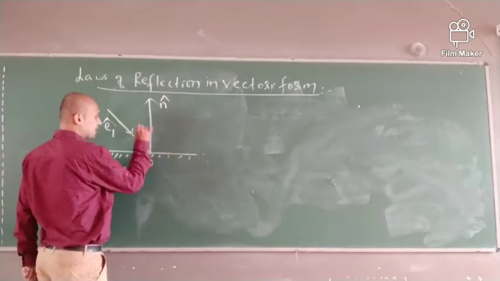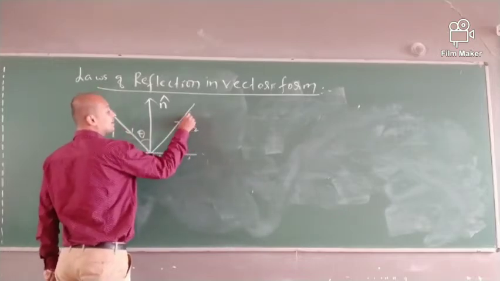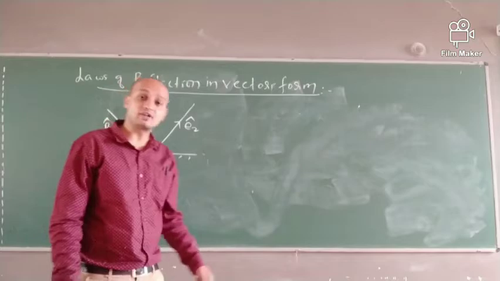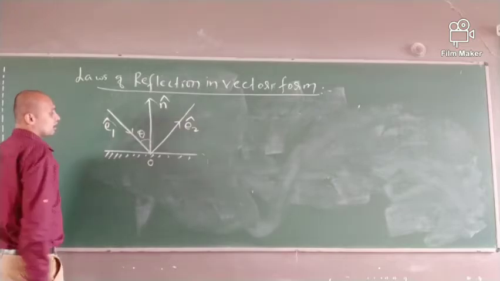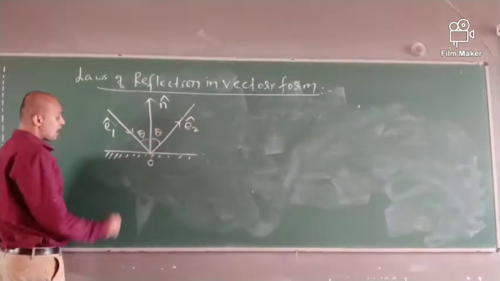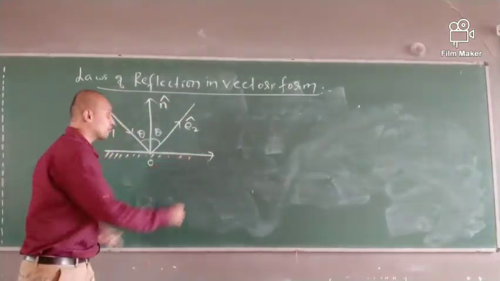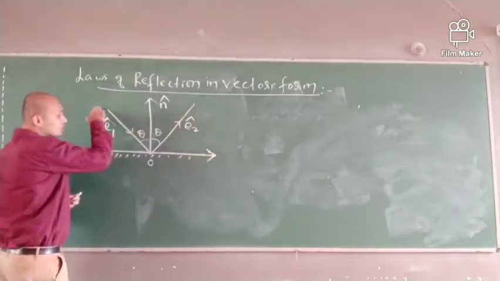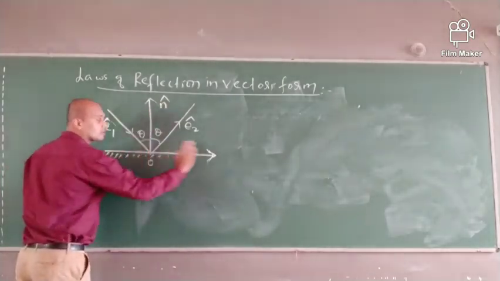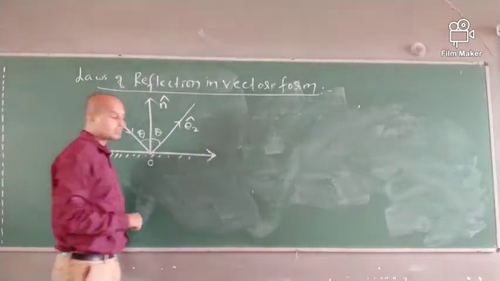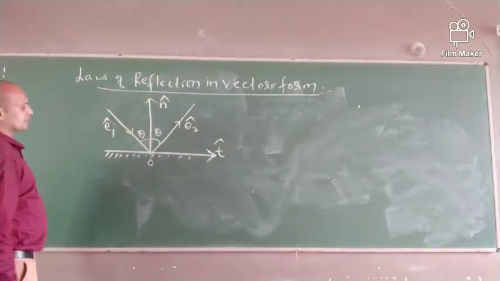If it makes angle theta here, obviously it will reflect back. So the reflected ray has got a new direction, E2 cap, the unit vector direction for the reflected ray, and E1 cap is for the incident ray. Let us say this is theta. Another direction I will take is the direction which is parallel to the plane of the mirror. This line is perpendicular to the plane of the mirror, this line is parallel to the plane of the mirror. So this direction let us take as T.